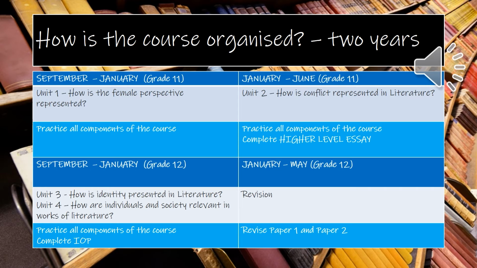As the year concludes, we will be revising and working towards Paper 1 and Paper 2 practice assessments ready for the examination.